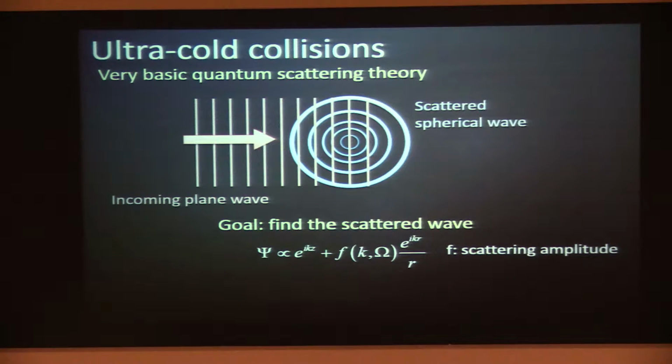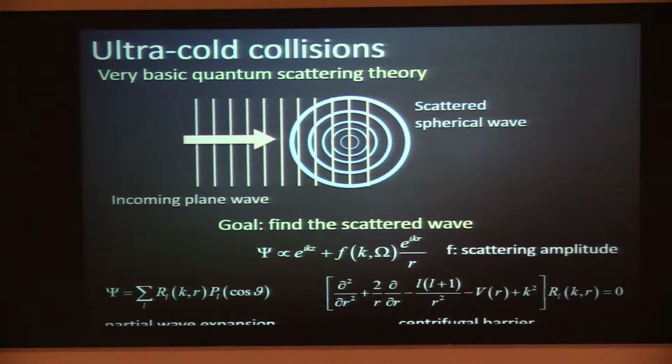So we write down our probability amplitude to find the atoms at some internuclear distance as a plane wave, plus a scattering amplitude times some scattered spherical wave. And we do a partial wave expansion of the wave function as radial wave functions times polynomials in cosine of theta. What we find is we can separate Schrodinger's equation into an angular and a radial part, and that radial part has a centrifugal barrier in it. This is going to be important to something I'm going to tell you. But this is kind of textbook physics, so I'm going to go over it pretty quickly and just give you the flavor of it.